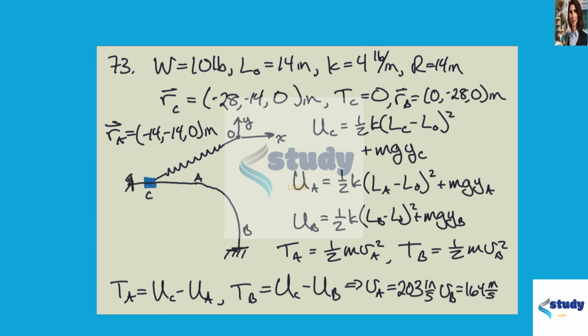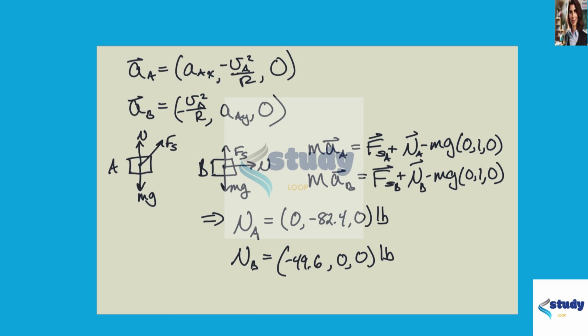So with those, we can then go and find the normal force. So we can get the acceleration. The acceleration at point A has some component that we really don't care about in the x direction, and in the y direction, it is minus VA squared over r because it's on the circular part of the rod. And R is again 14 inches.